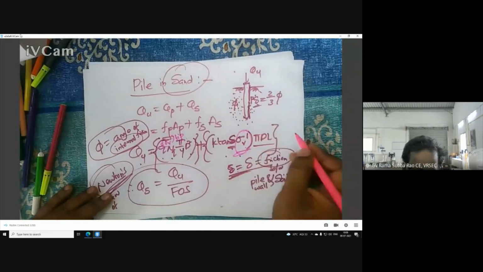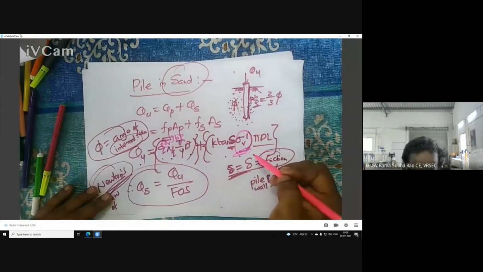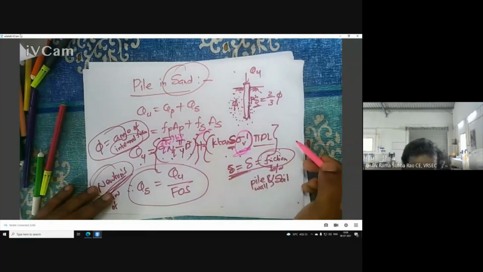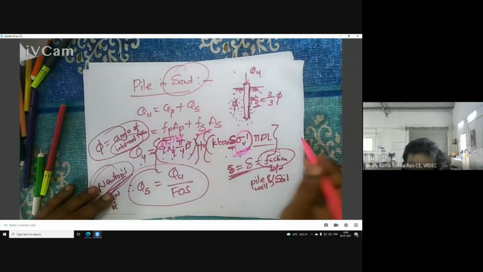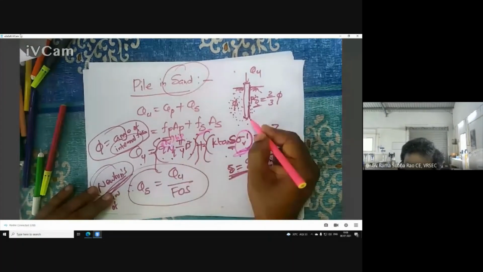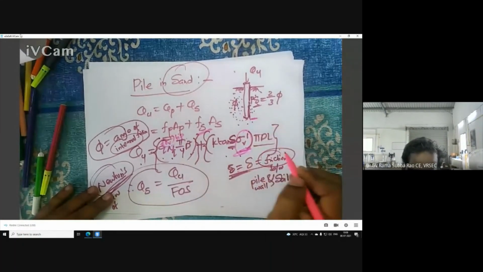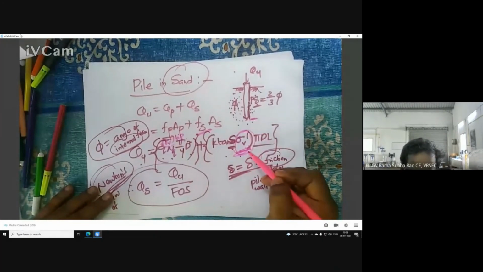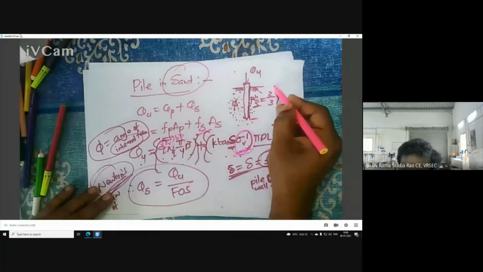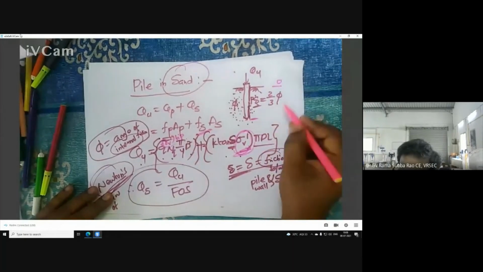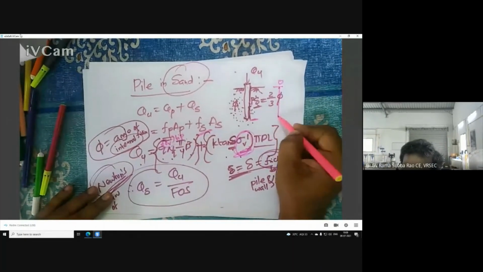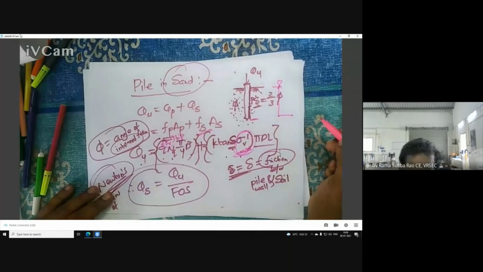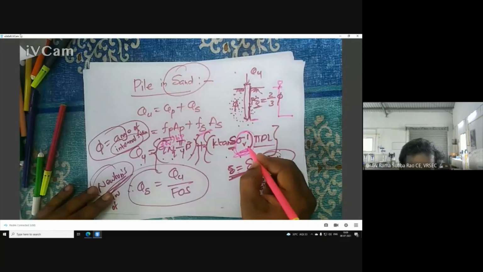So my question is how to calculate sigma v dash when it comes to skin. Tip means the bottom one. So are you there now? My question is how to calculate sigma v dash. I have sigma v dash actually right from 0. I have a variation of sigma v dash. So what is this sigma v dash? What do I have to write now?